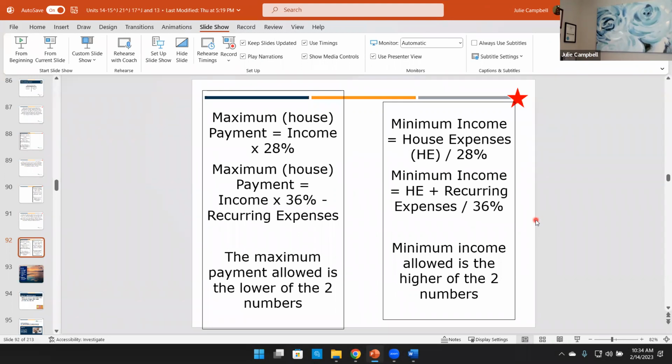And again, I think the key to these is opposite world. If the problem's asking you for the maximum payment, you want the lower of the two numbers. If they're asking you for the minimum income, we want the higher of the two. And then the third scenario we looked at was finding the borrower's qualifying ratio.